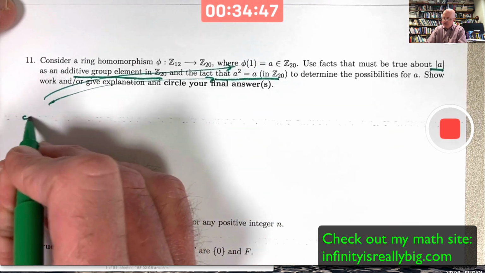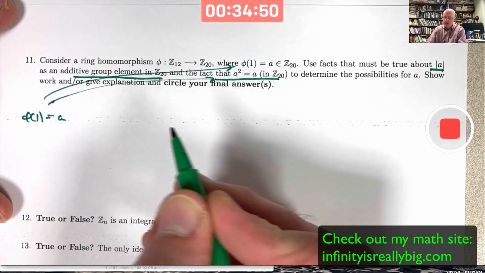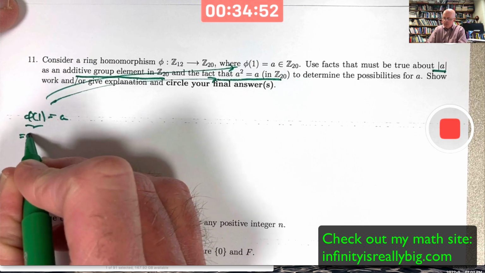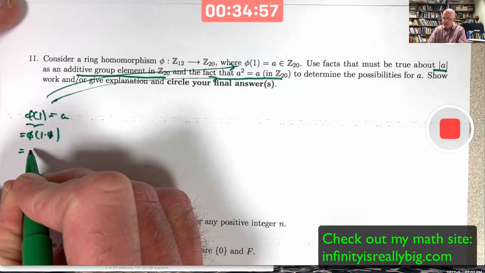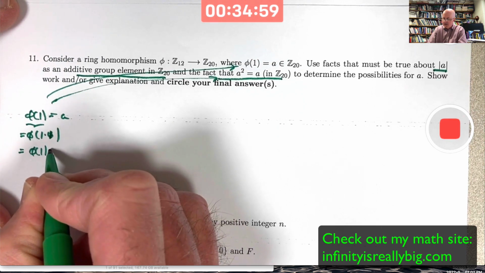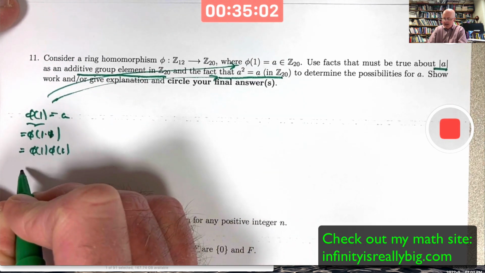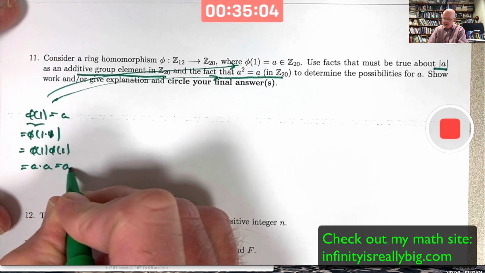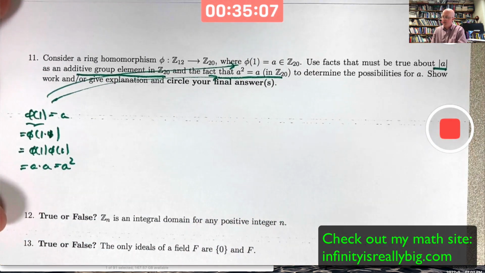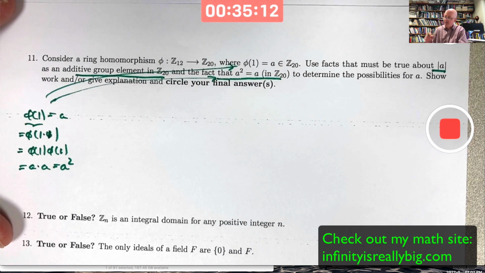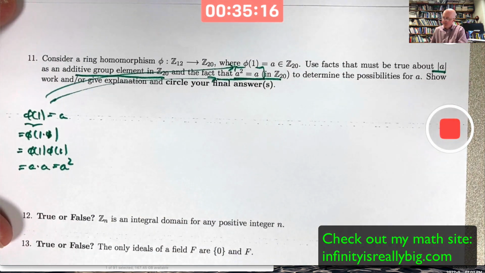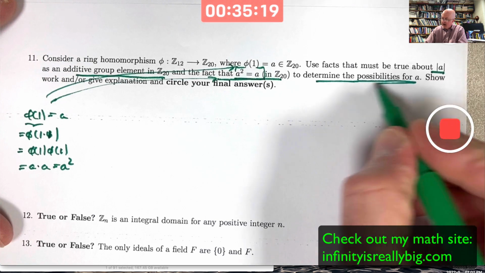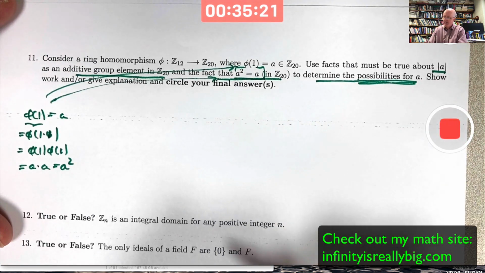I'm assuming phi of 1 is A, but 1 does equal 1 times 1, and phi is assumed to be a ring homomorphism, so that's phi of 1 times phi of 1. But phi of 1 is A, so this is A times A, which is A squared. So if this is going to be a ring homomorphism, which means it's operation preserving with respect to both addition and multiplication, we do need this to be true, and that whittles down the possibilities for A. And that's the goal: determine the possibilities for A. Show your work and give an explanation.